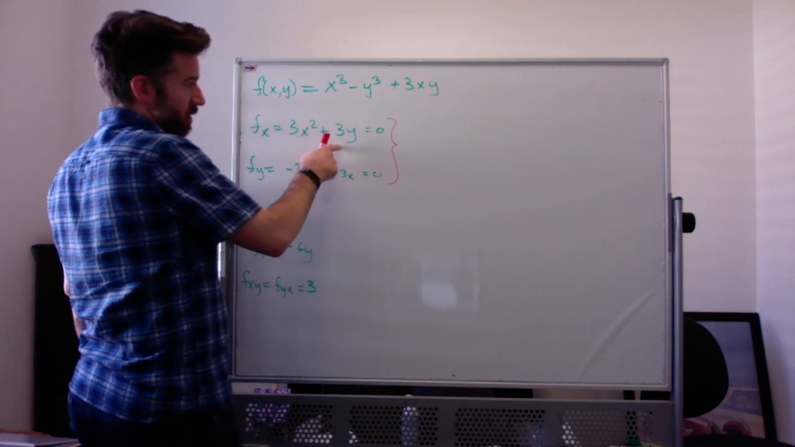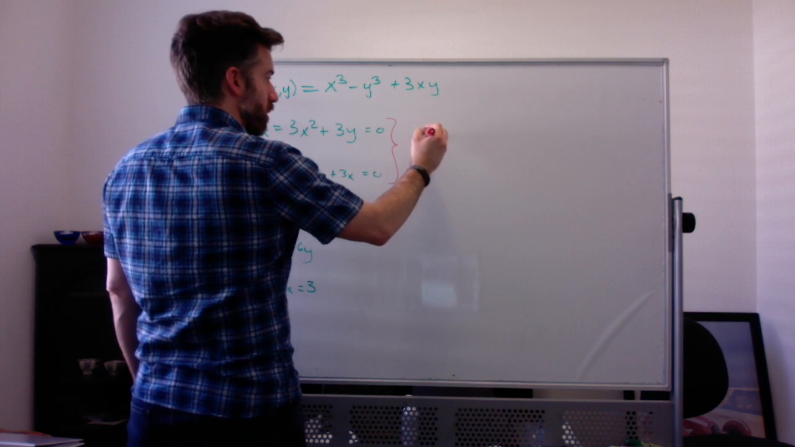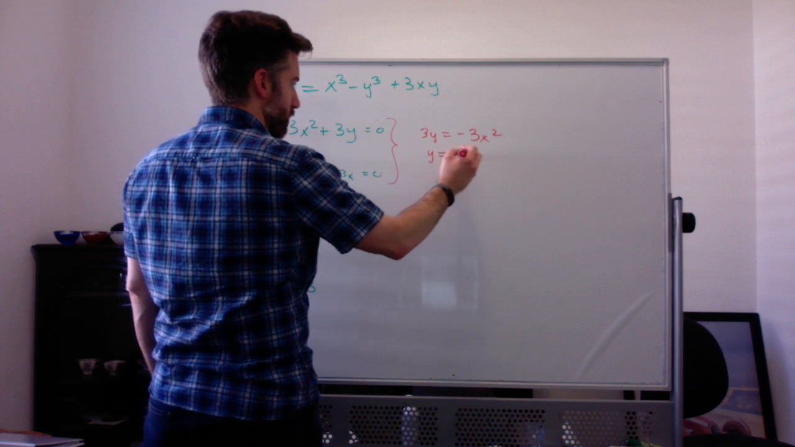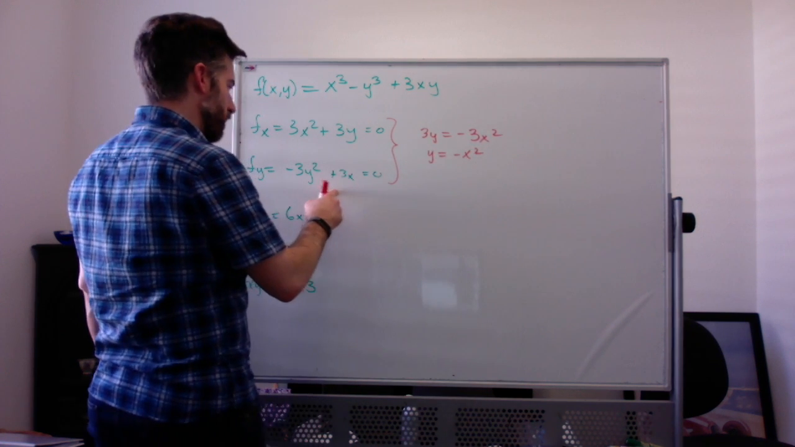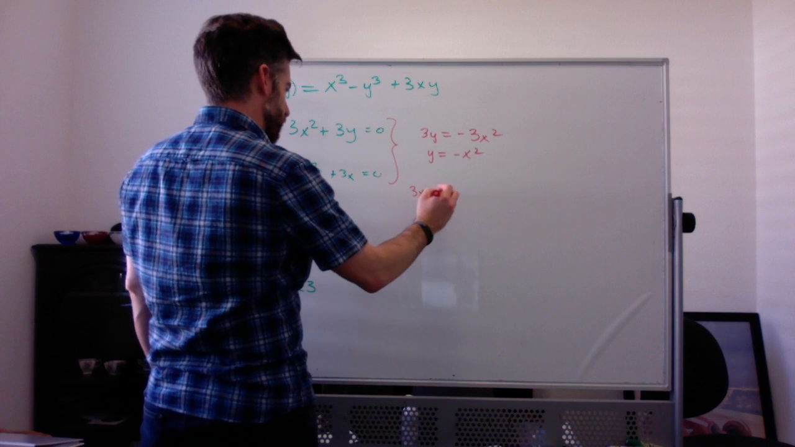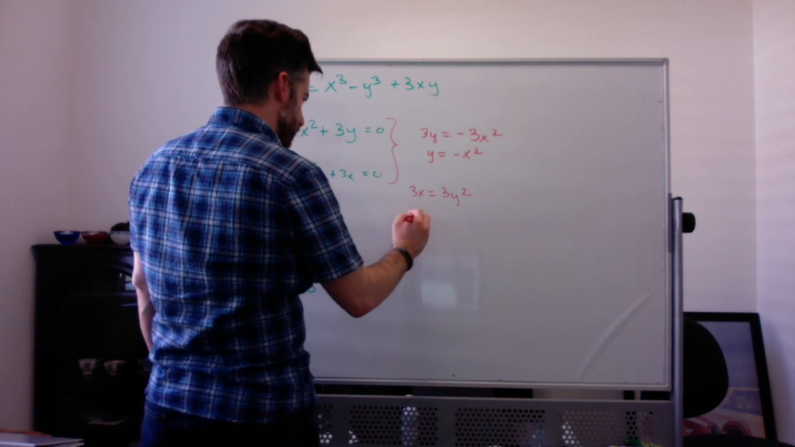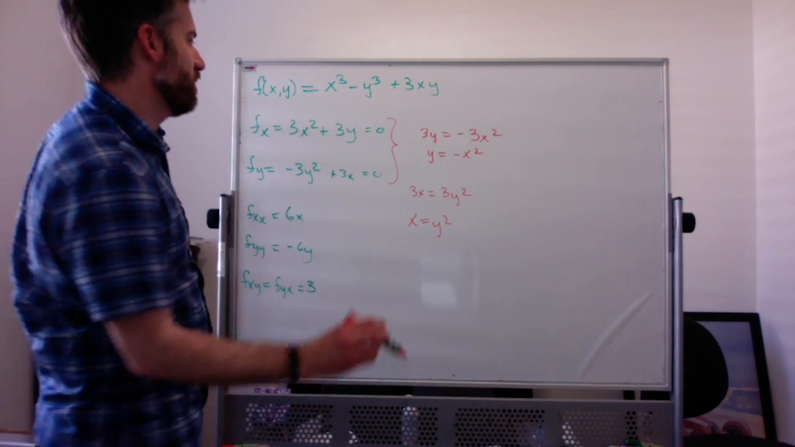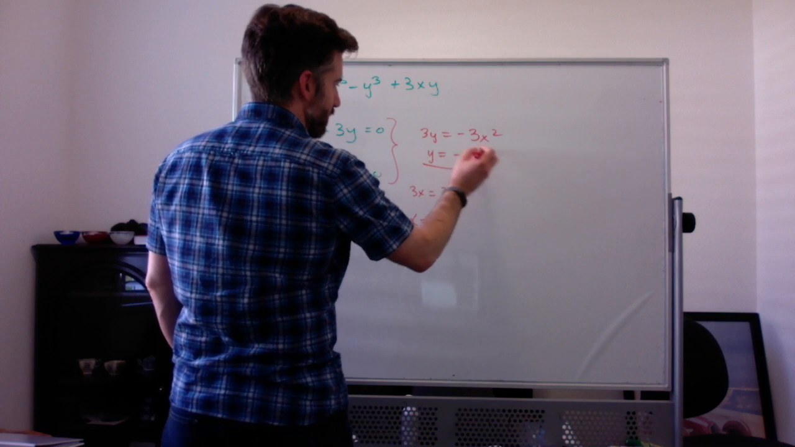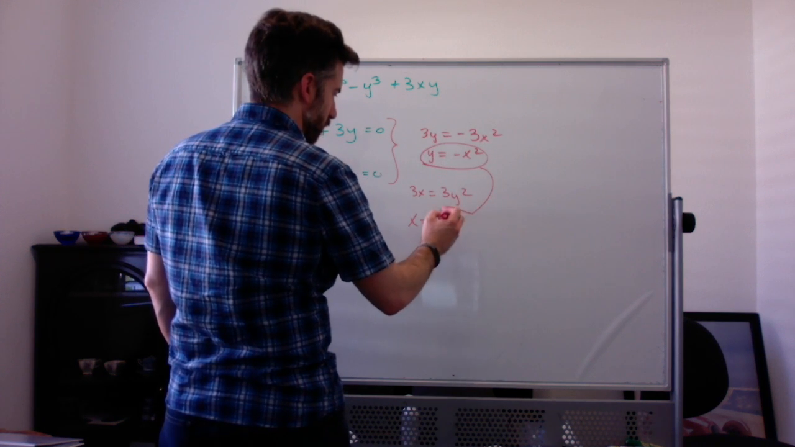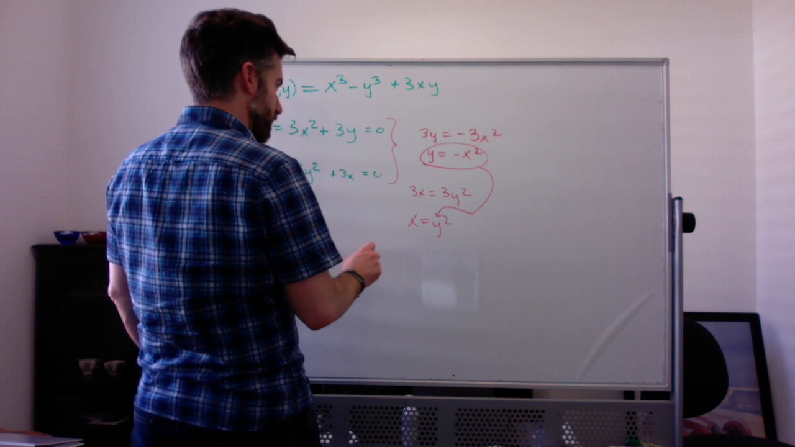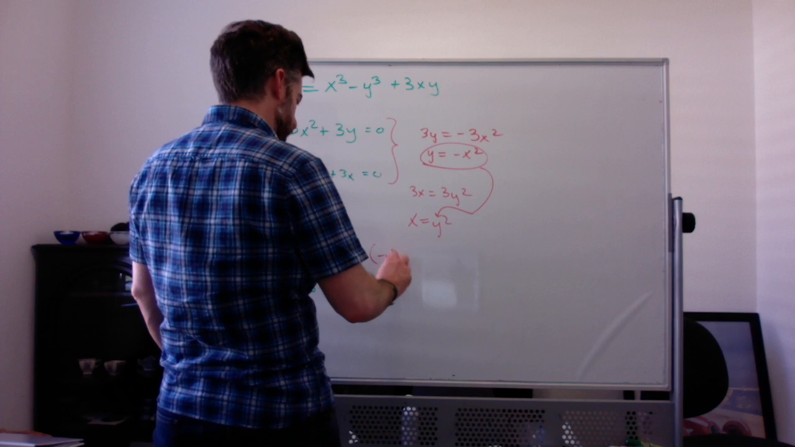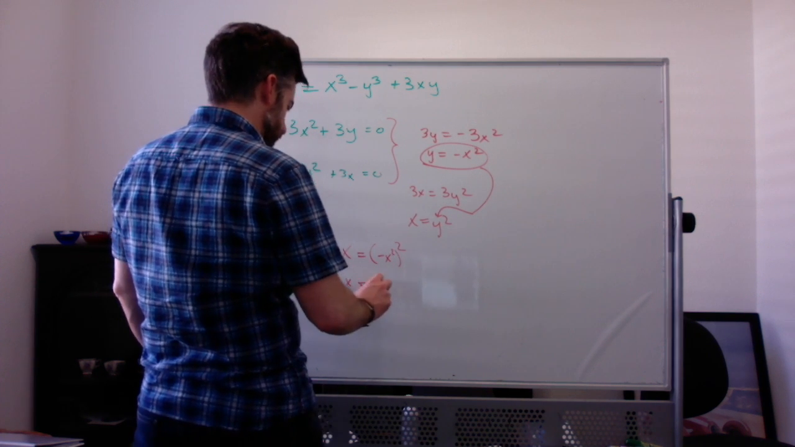And to do that, I'm going to solve this for y. So I'm going to say, okay, 3y equals negative 3x squared, so y equals negative x squared. And then this one, I get 3x equal to positive 3y squared, so x equals y squared. And then we plug in one of these into the other one. Let's take this one and substitute it in for y right there. So I'm going to get x equal to negative x squared, squared. So x equals positive x to the fourth.